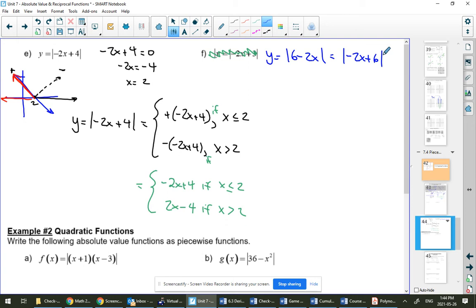So again, you guys are doing the one on your sheet. So the absolute value of 6 minus 2x, you can rewrite that if that's easier.